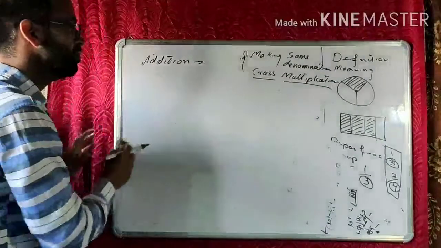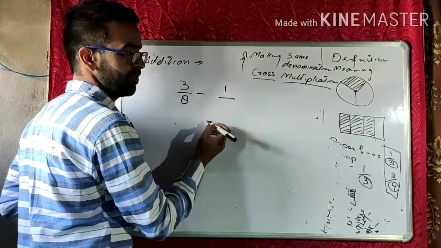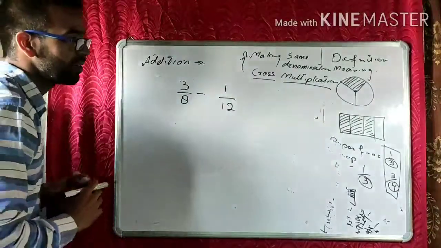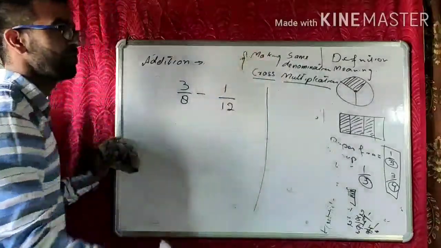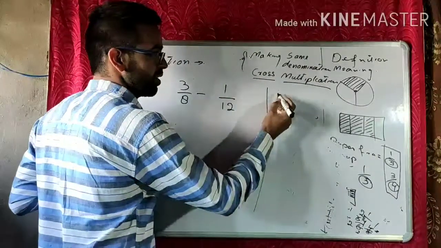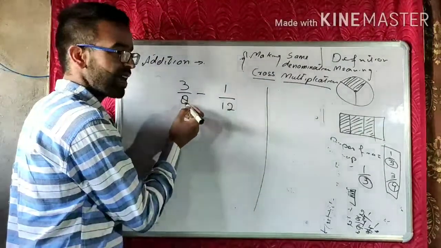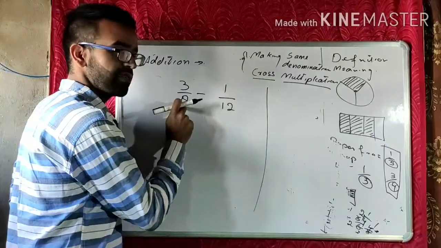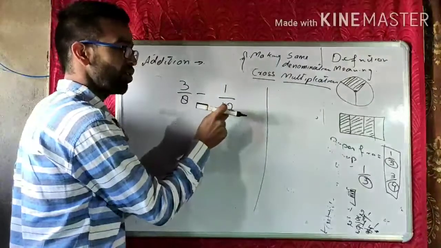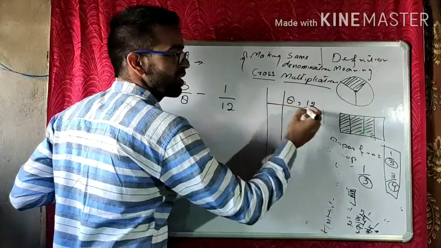for example, this is 3 divided by 8 minus 1 divided by 12. This is the question here, and we will solve by both methods, making the same denominator and the cross multiplication method. Here we will make the same denominator for 8 and 12. These are not alike, so these are unlike fractions. We have to make either this 8 equal to 12 or 12 equal to 8. Neither does this become 12, nor does this become 8. So we will find some number so as to make them both equal to that number.